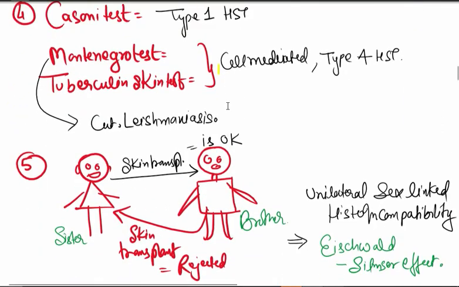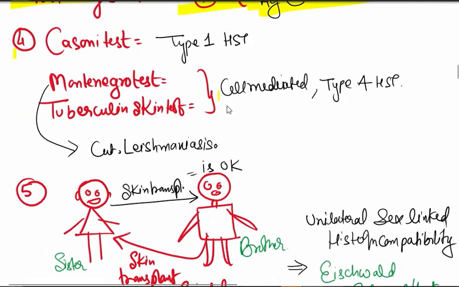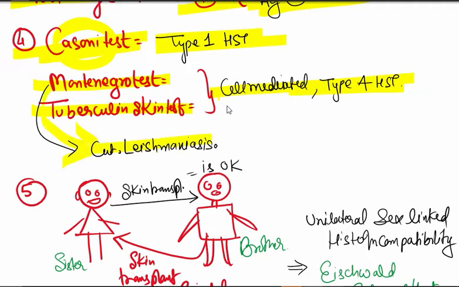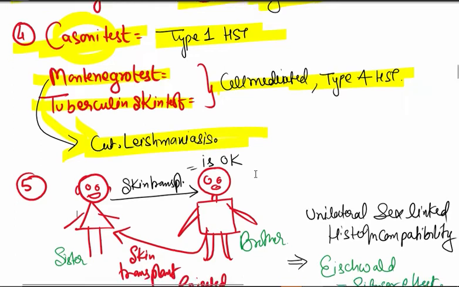Next, what is the Casoni test? Casoni test, Sony is the number one brand. So that is a type 1 hypersensitivity reaction. So the Casoni test is a type 1 hypersensitivity reaction. Let's see another two, the Montenegro test and the tuberculin skin test. Both of these are cell mediated type 4 hypersensitivity reactions, and the Montenegro test is used in cutaneous leishmaniasis.